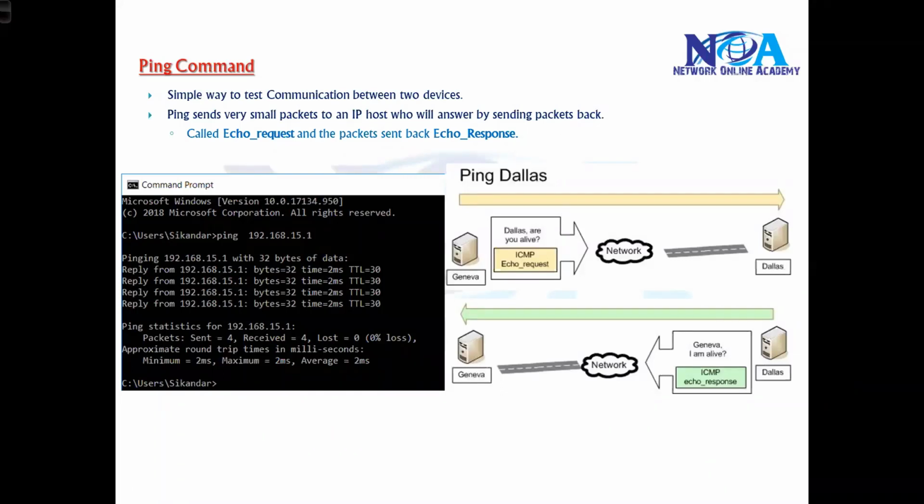Now the next thing we will see is something called a ping tool or ping utility or ping software, which is common in almost every operating system, whether it is a router or any networking device or any operating system like Windows, Linux, or Mac. So the ping command or ping tool is a simple way to test the communication between two networking devices.